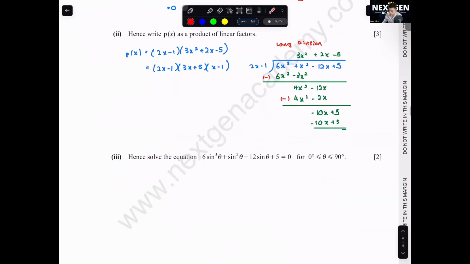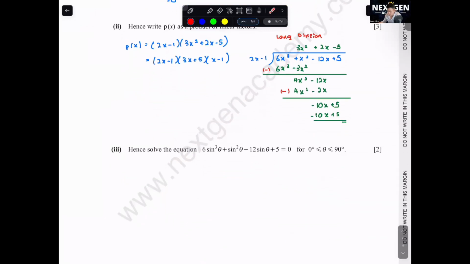Okay, last one. Hence, solve the equation 6 sine cube theta, sine square theta minus 12 sine theta plus 5 equals to 0, where your angle is only from 0 to 90 degrees. So this is the same equation as the above. I just replace all the x with sine theta. So it will look like this: 2 sine theta minus 1, 3 sine theta plus 5, sine theta minus 1 equals to 0. We are solving for these 3 equations. So the first one, sine theta equals to 1 over 2. This one, sine theta equals to negative 5 over 3. And sine theta is equals to 1.